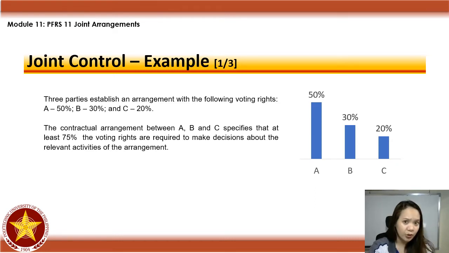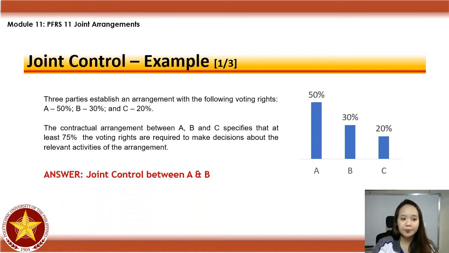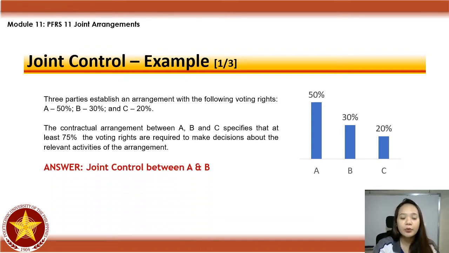Meron bang joint control dito? The answer is, yes, may joint control between A and B. Kasi kailangan sa kahit na anong, para makabuo sila ng 75%, mag-agree at the very least, or hindi, mag-agree talaga si A and B. Okay. Pag hindi nag-agree si A, magkakaroon ka lang ng 50% at most. So, hindi matutuloy. Pag hindi nag-agree si B, magkakaroon ka lang ng 70% at most. So, hindi pa rin matutuloy kasi kailangan 75% and up. Pag hindi nag-agree si C, okay lang kasi meron ng 80% from A and B. So, there's joint control between A and B.